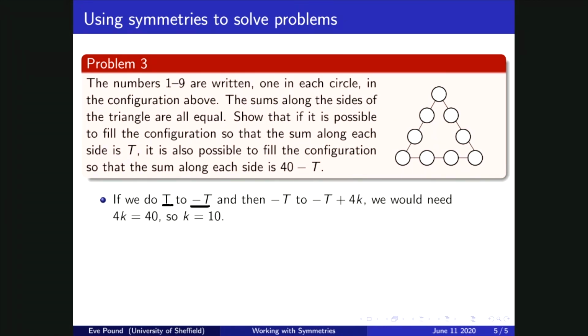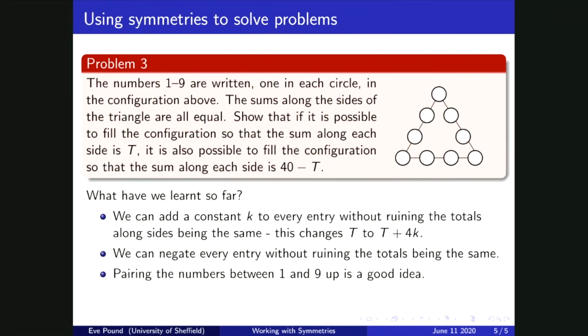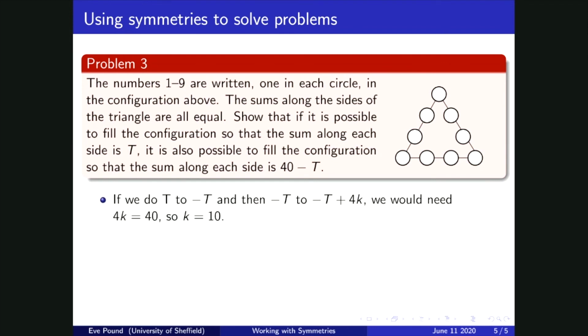very surprised by. So if we change t to minus t, we've negated the total so far. So that's one move we can do. And we know that we can also do the move add 4k onto the total. So if we do t to minus t and then t to t add 4k, what that's the same thing as doing essentially is chaining together this move, and then doing add 4 10 times. I told you this was tricky.